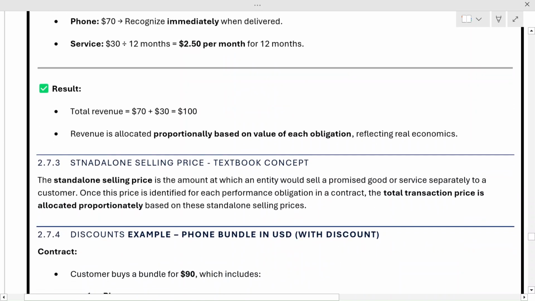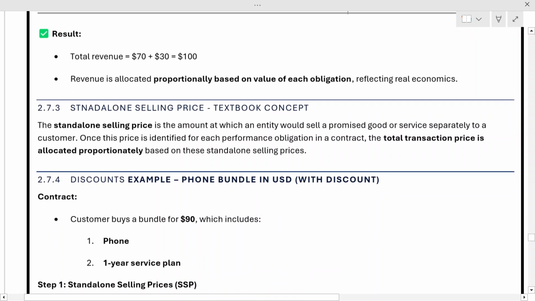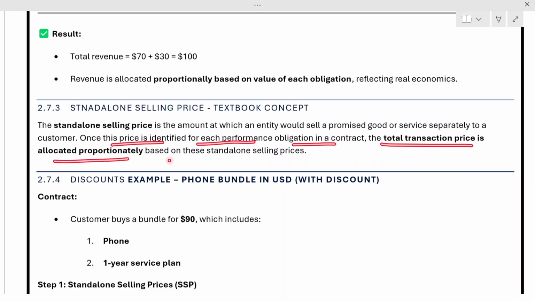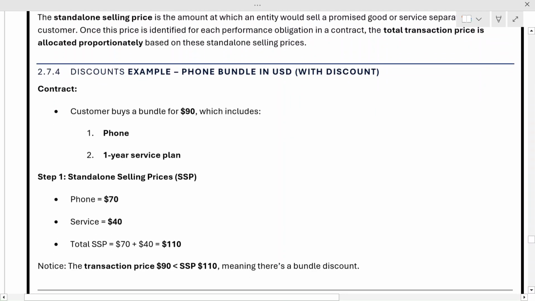Now before taking another example, let's see the textbook definition of the same. The textbook simply says that the standalone selling price is the amount at which an entity would sell the promised goods or services separately to a customer. In our case, both of the phone and the services were separate and they could have been sold separately as well. Once the price is determined for each performance obligation in a contract, the total transaction price is allocated proportionately based on the standalone selling prices. What we have seen is the definition.